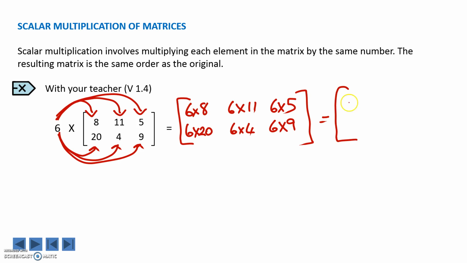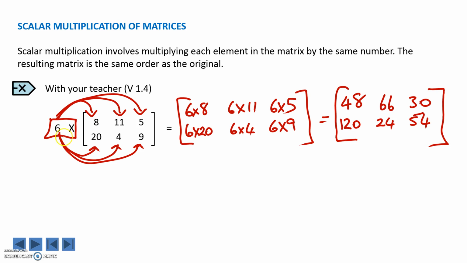6 times 8 is 48. 6 times 11 is 66. 6 times 5 is 30. 6 times 20 is 120. 6 4s are 24, and 6 9s are 54. And there's your answer when we're multiplying one thing by everything inside the brackets.